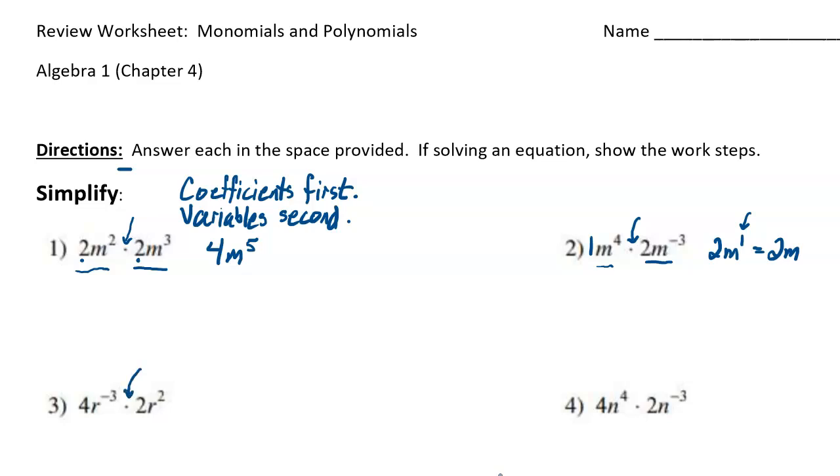Now question 3. There's multiplication, and the things being multiplied are monomials. Multiply the coefficients first, 8, and then multiply the variables by adding the exponents. Negative 3 add 2 is negative 1. Number 4, same structure. 4 times 2 is 8, and multiply the variables by adding the exponents to the 1. And for this one, you can just say 8n.